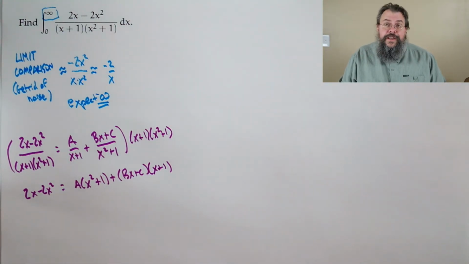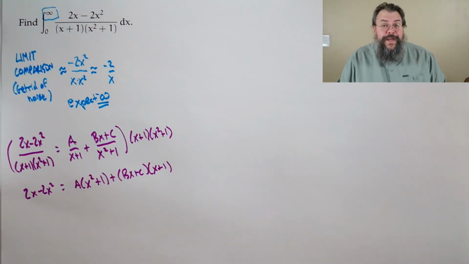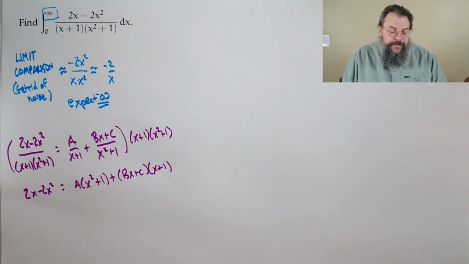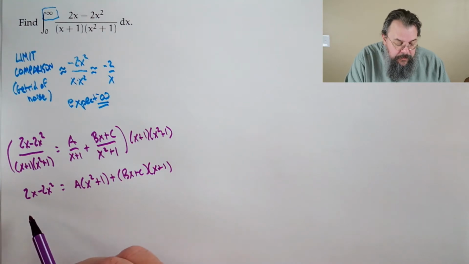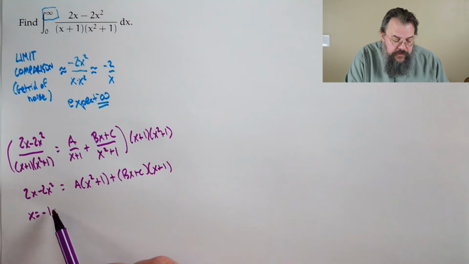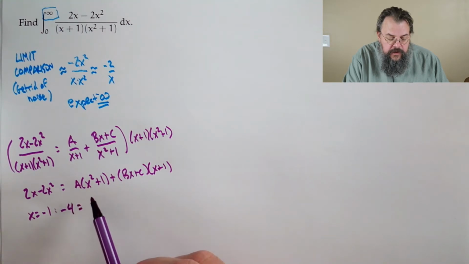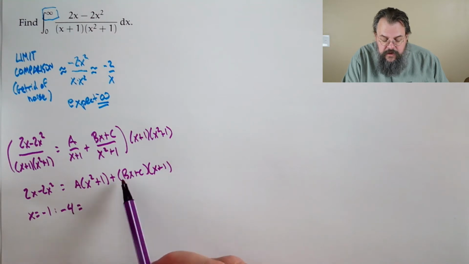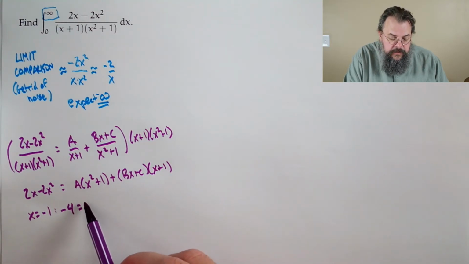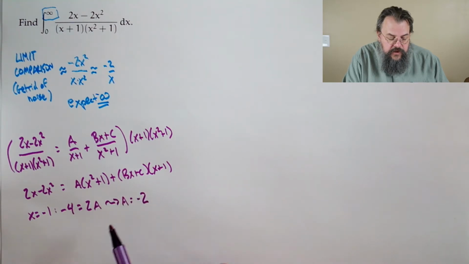Now we start making good choices. We're already taking calculus, right? So we must be making some really good choices in life if we've gone to this point. Choosing x equals minus 1. What happens? Well, we get minus 2, that's minus 4. Over here, a times 2, and here we get 0, because that x plus 1 will knock it out. So minus 4 equals 2a. All right, a is negative 2.